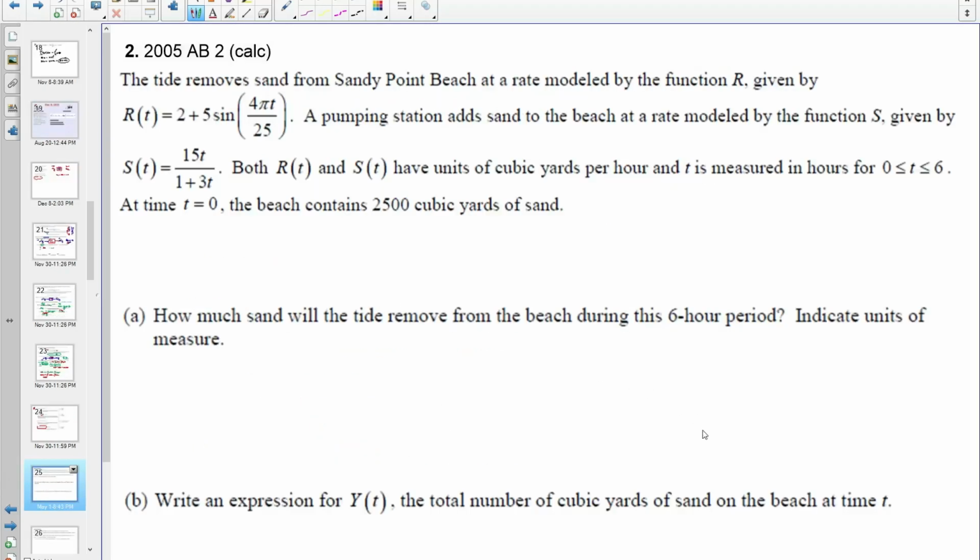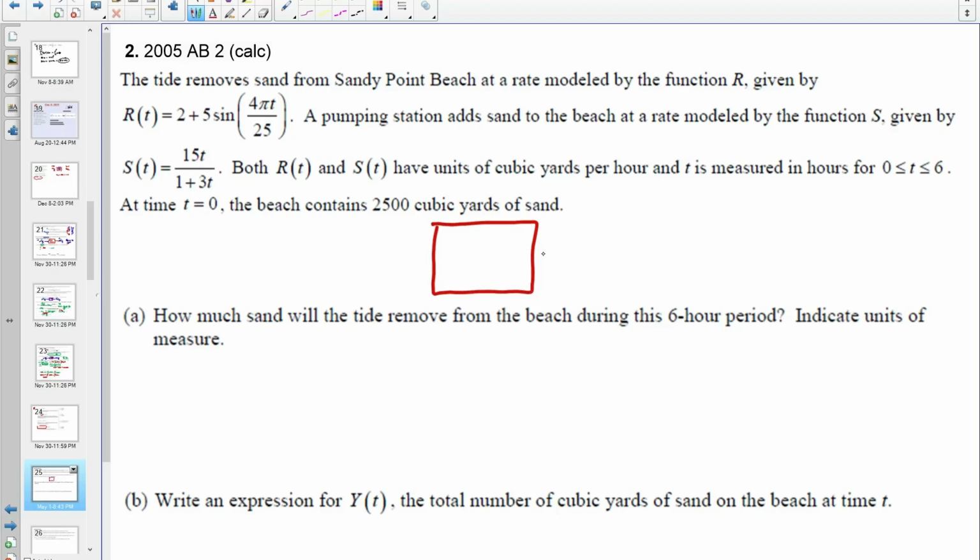Let's go to your homework. Look at number 2. There's tide. It removes sand from a beach. And the rate that sand is being removed is expressed by R(t). You're also going to add sand to a beach using a pump. And the rate that sand is being pumped in is S(t). So let's take a look at this beach.